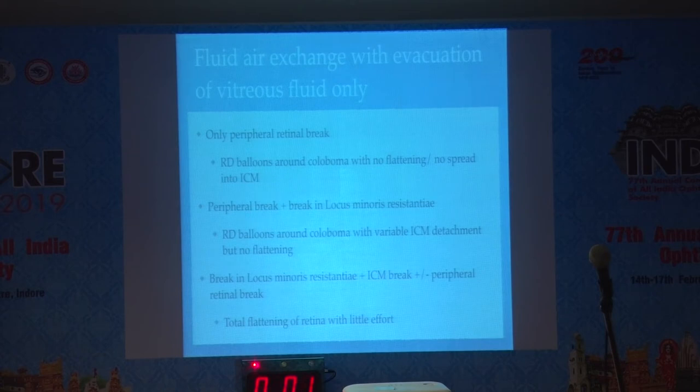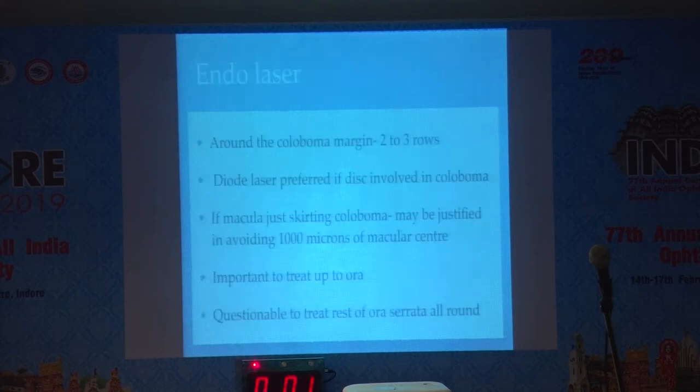This fluid is able to be pushed into the sub-ICM space and on into the vitreous cavity. That tells you how the retina is behaving and also tells you how much to treat. Then we do endolaser around the breaks and around the coloboma margin, about 2 to 3 rows. Diode laser is preferred because you don't want to damage the nerve fiber layer, especially where the coloboma involves the optic disc. If the macula is just cutting the coloboma, very often putting 2 rows can actually destroy the macula permanently.